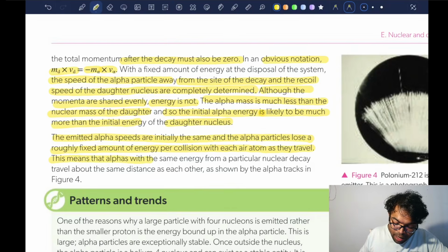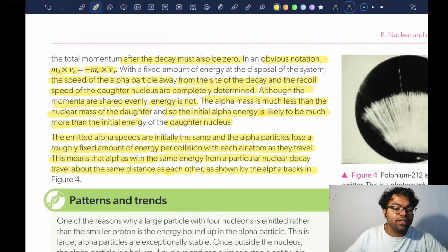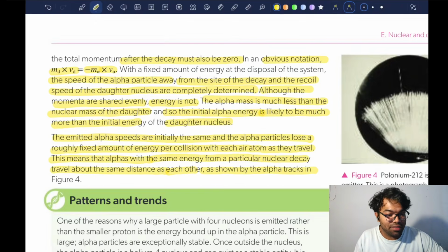This means that the alphas with the same energy from a particular nuclear decay travel about the same distance as each other, as shown in the alpha track. That is what the radiation radius means.